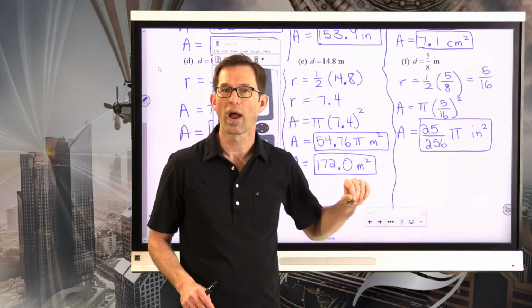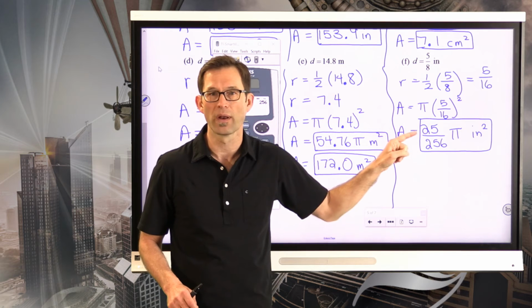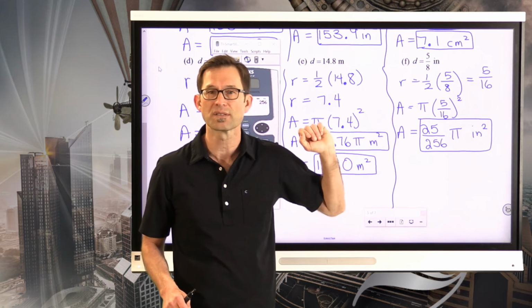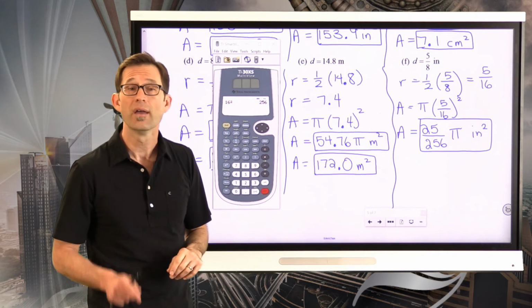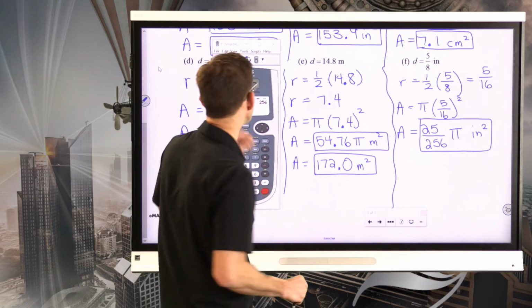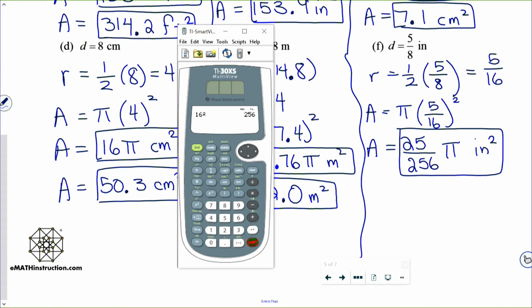Then, of course, squaring a fraction can be a little tricky. Square the top, 25. Square the bottom, 256. And now I need to get that area in its decimal form. This is going to be a very small area. Very small area. I probably should have had you round this one to more decimal places. So I've got 25 divided by 256 times pi.